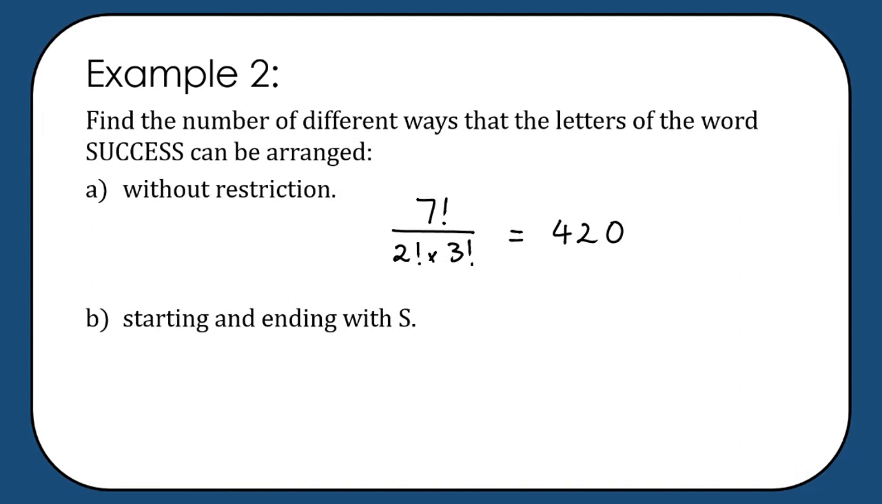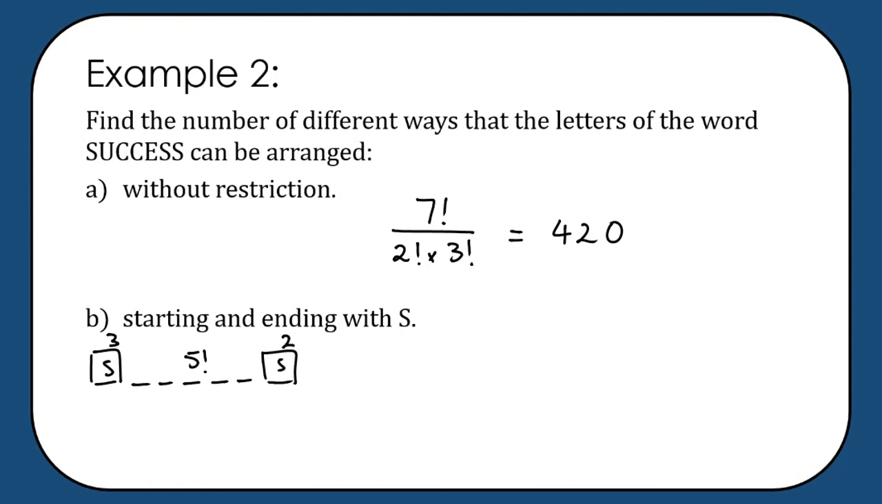So then what about if it starts and ends with S? So you still work out the number of different ways that it could happen with the restriction, and then you still divide for the repeated letters in the same way that we have been doing. So starting and ending with an S, we know we're going to have S, then we're going to have 5 letters in the middle, and we're going to have another S. There's 3 options for the first S, there's 2 options for the last S, and then we've got 5 letters that can be arranged in any order in the middle.